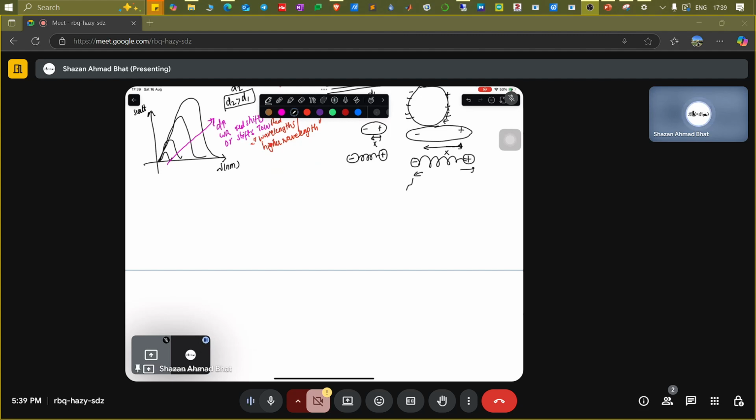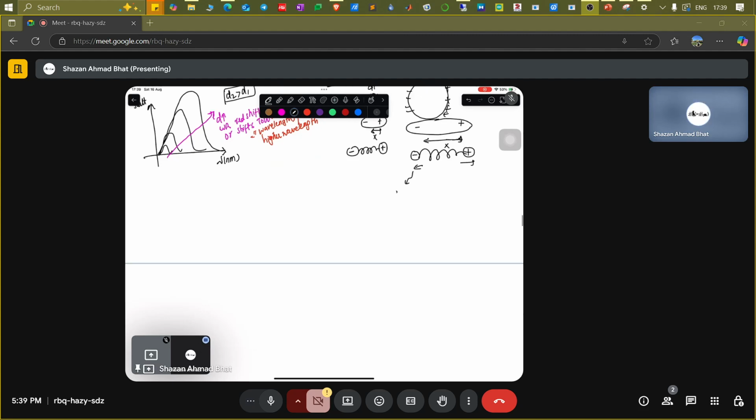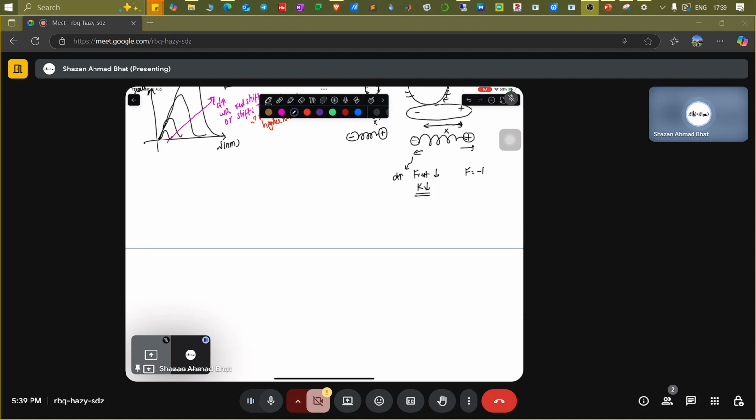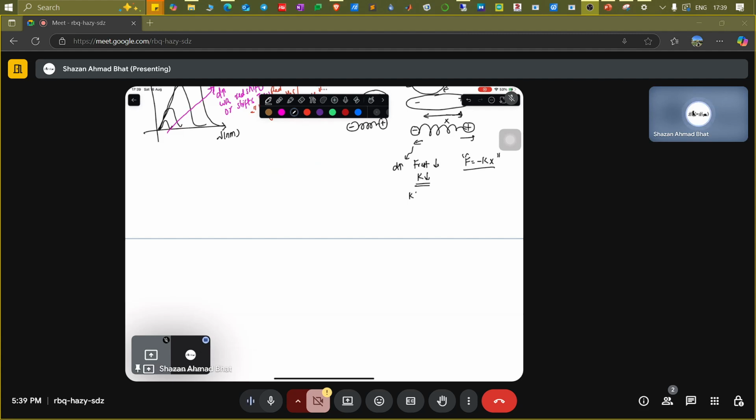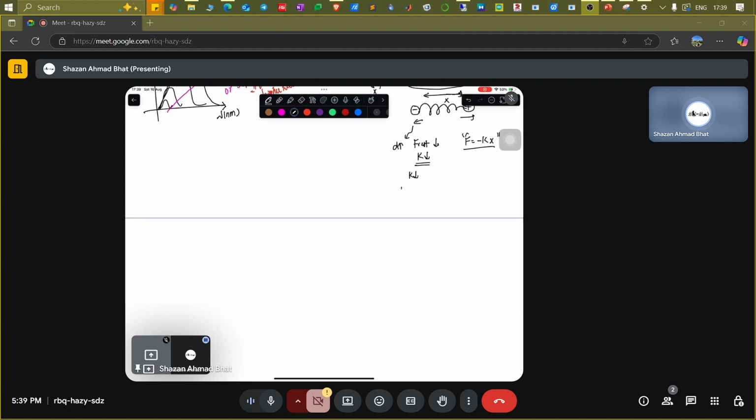In this case, because D is larger, the restoring force is going to be less. Why? Because k is going to be smaller, because F is equal to minus k times x. Now what happens if k is smaller? What does k denote, by the way? k is also the factor that governs the resonance frequency, because omega naught is equal to the square root of k by m. So if k reduces, omega naught reduces.